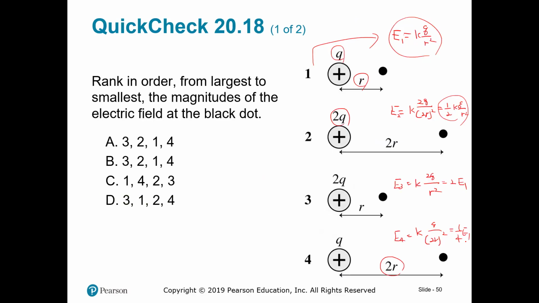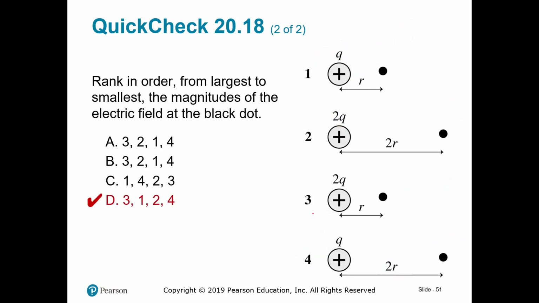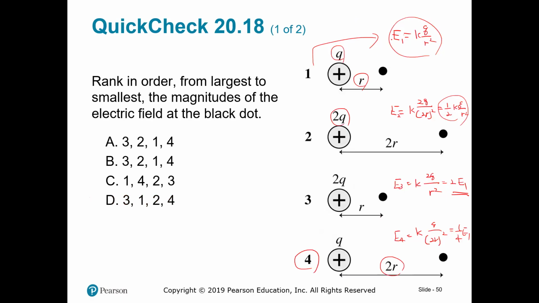So the answer is D, where number 3 is the strongest, right? And then this 4 is the lowest, right? So the answer is D. And if you compare 1 and 2, 1 is greater. So 3, 1, 2, 4.